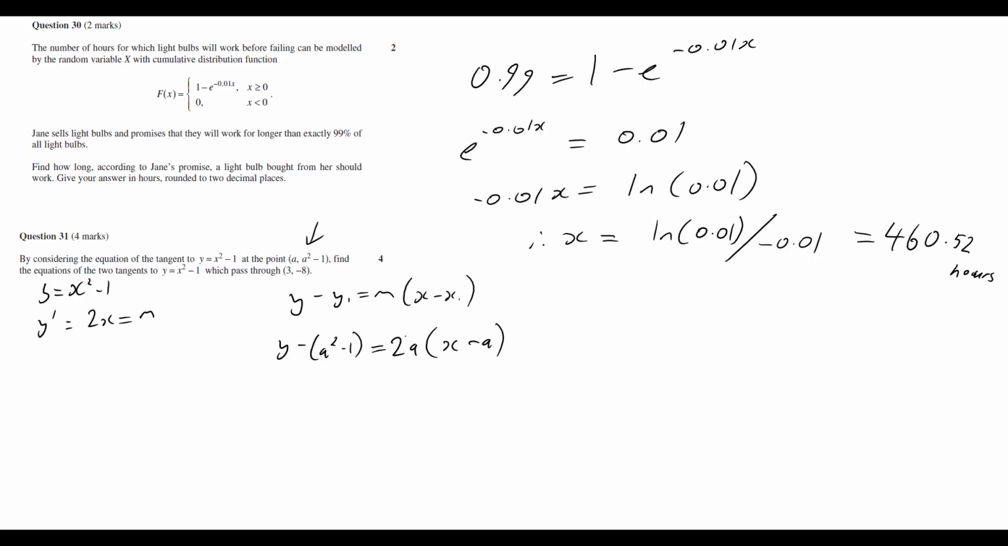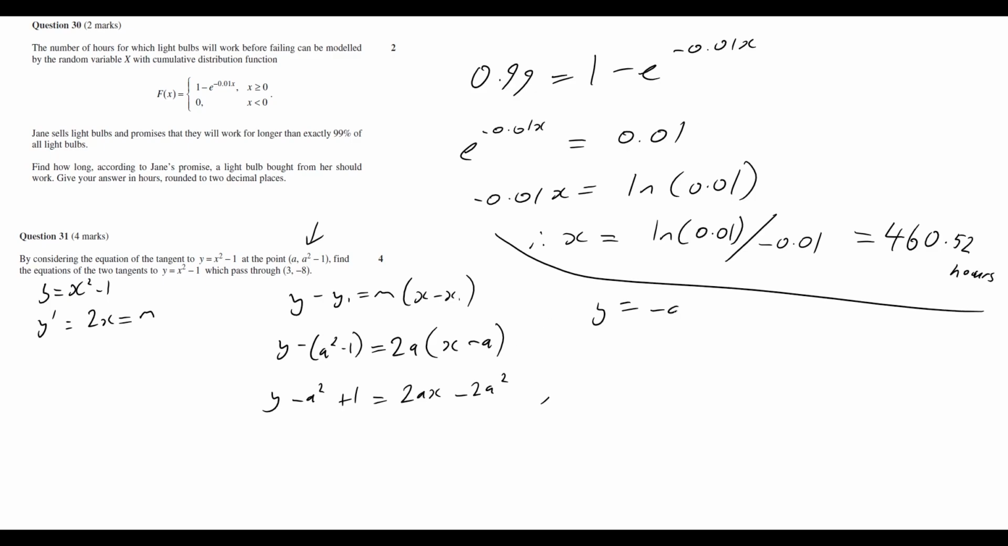And there we are. So now let's work out what this will become. We'll get y minus (a squared minus 1). That will simply be y minus a squared plus 1 equals 2ax minus 2a squared. Okay, so what we get now, I might just come over to the right hand side, is that y equals negative a squared, because we will add that a squared to both sides, plus 2ax minus 1.